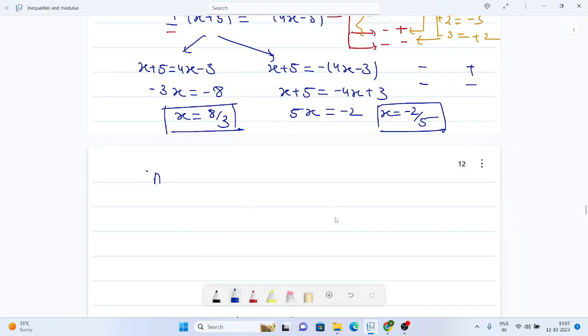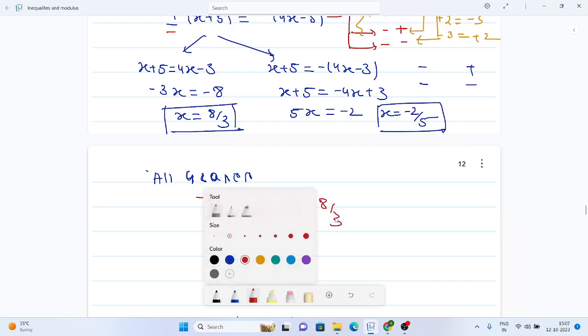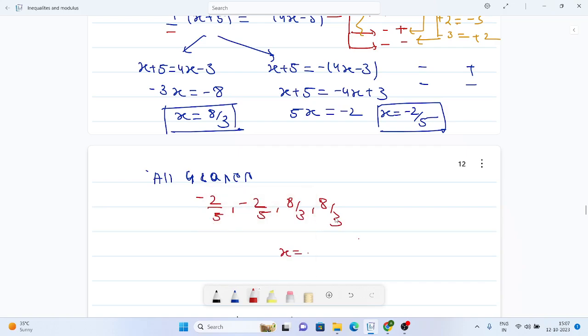From all the 4 cases, finally you find the common result in 2 cases each. What result you have found? Minus 2 by 5, minus 2 by 5, 8 by 3 and 8 by 3. So the answer is x equal to minus 2 by 5 or 8 by 3. This is the answer of this question. So please note down this, then we move forward.